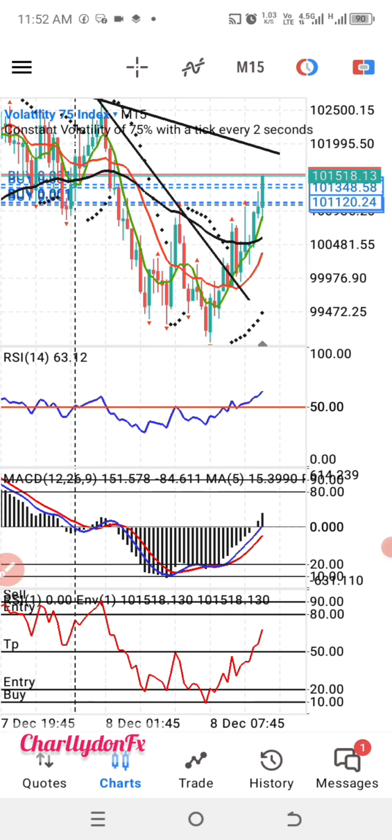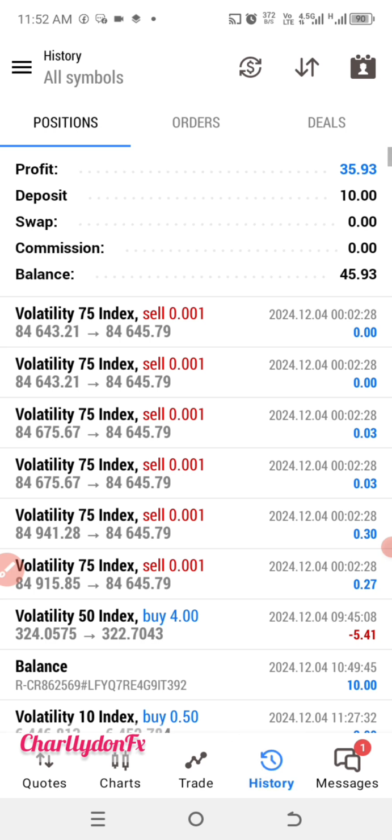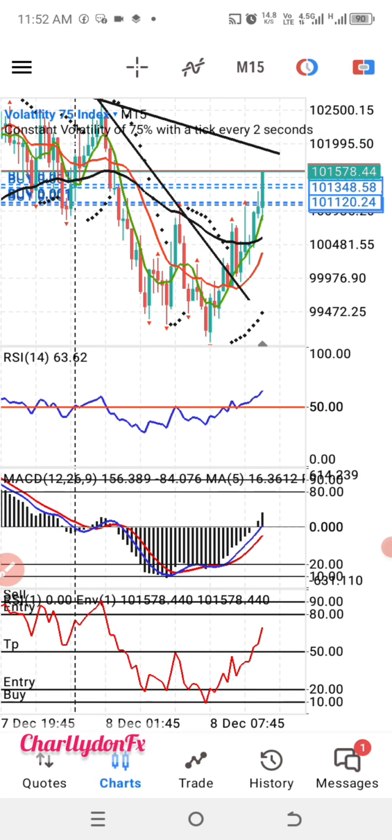Here we are making our steady money, guys. I decided to fund $10 again this morning. Each time I fund $10, I make about 100 or thereabouts. I pull it out and fund again, so I keep using it to make more money, guys.